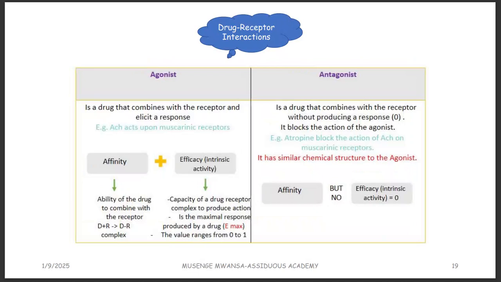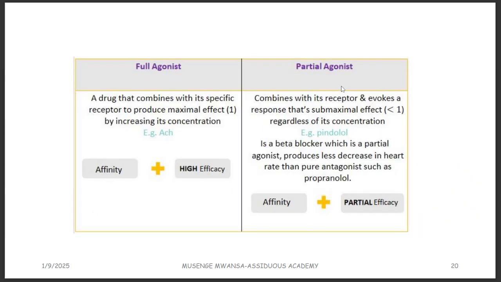So you have different interactions that drugs can make with receptors. The first ones we've talked about are agonist and antagonist. You also have what we call a full agonist. A full agonist will produce the full effect that the actual hormone that was supposed to bind on that receptor was supposed to produce. Full effect. So it has high efficacy or high intrinsic activity. Remember, every drug, as long as it interacts with a receptor, has affinity.